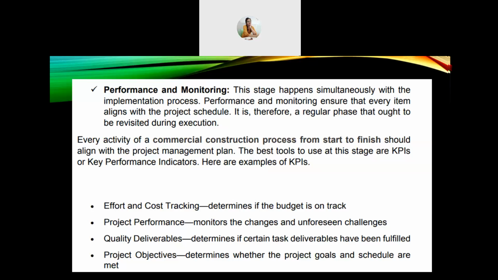Examples of key performance indicators, or KPIs, are effort and cost tracking. It determines if the budget is on track. Project performance monitors the changes and unforeseen challenges. Quality deliverables determines if certain task deliverables have been fulfilled. Project objectives determines whether the project goals and schedule are met.